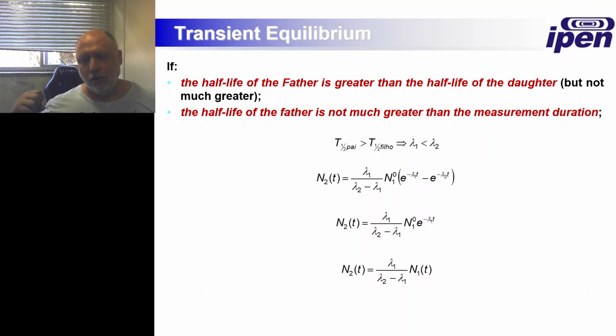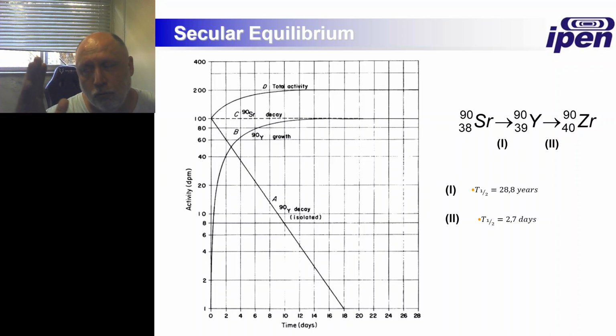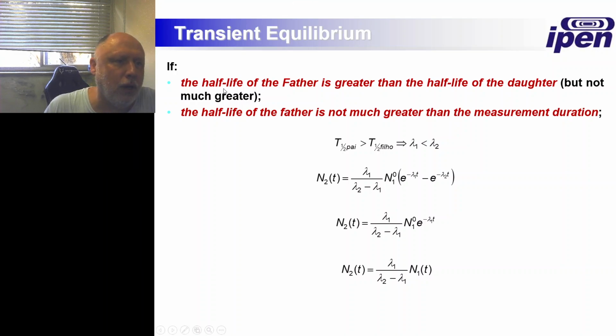Now, this is a very important case because it happens not only with strontium, but also with uranium, thorium, and several others, which have really, really long half-lives, so we will end up with secular equilibrium. But that's not the only case we have. We have cases in which the half-life of the father is greater than that of the daughter, but not like 100 times larger. It's just a bit greater. And the half-life of the father is not that much greater than the measurement duration.